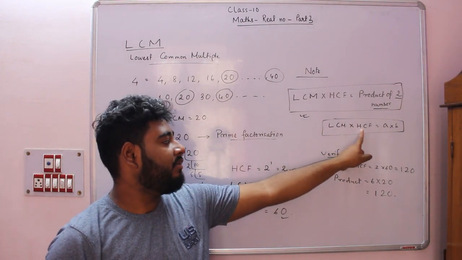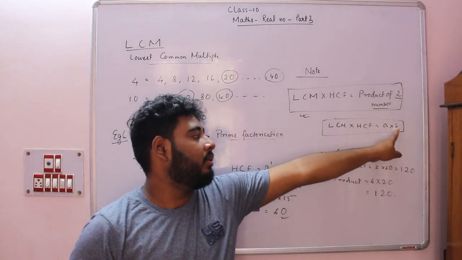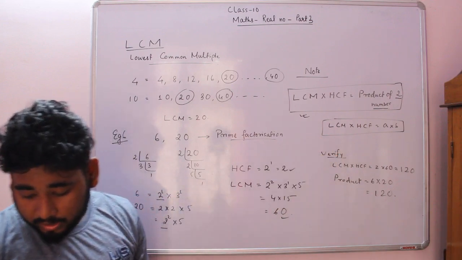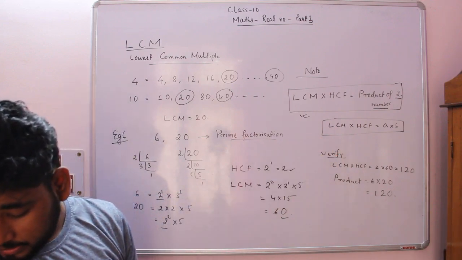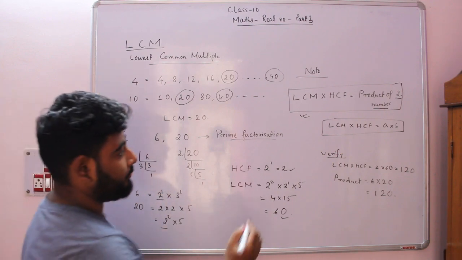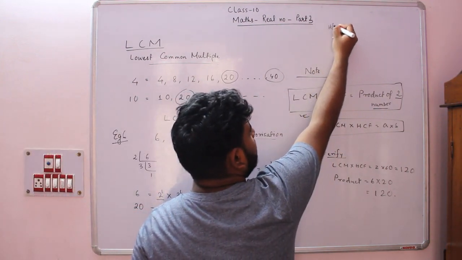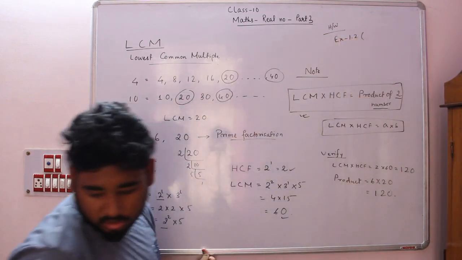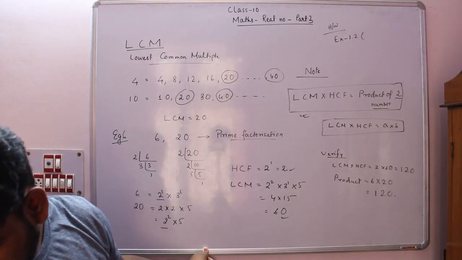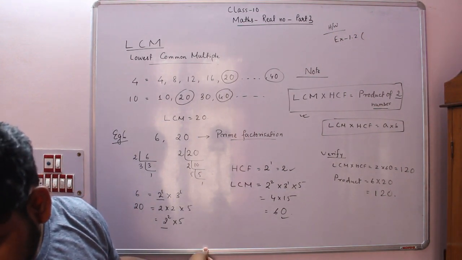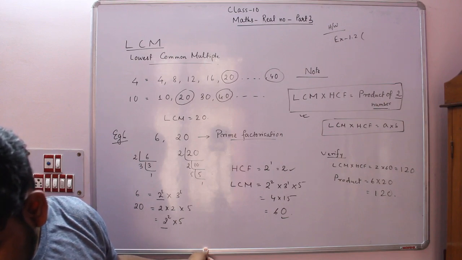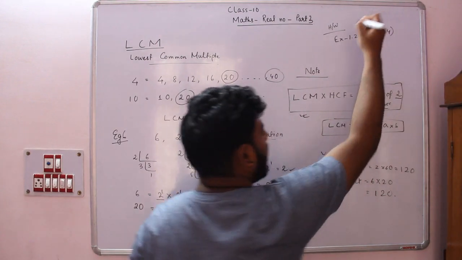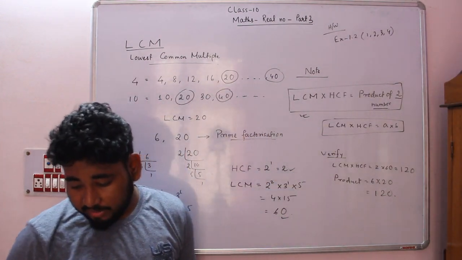Suppose LCM and HCF are given and one number is given, so you have to find the other one. You can find it by this formula. So accordingly, you can do exercise 1.2. Your homework will be exercise 1.2. Questions 1, 2, 3 and 4 you can do. Question number 5 and 6 I will explain later.